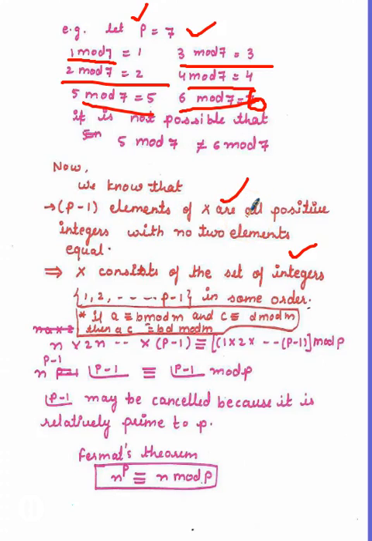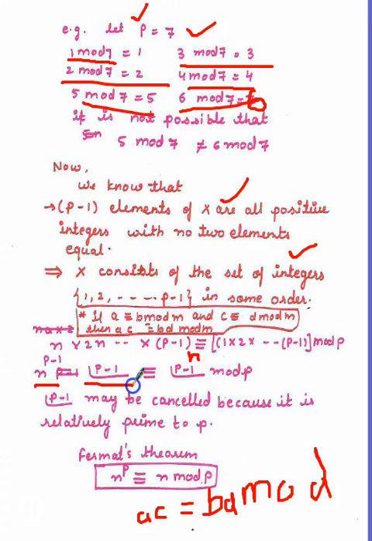We know with the property of modular arithmetic that if A is congruent to B mod m and C is congruent to D mod m, then AC will be congruent to BD mod m. So by applying this property to the elements of the set, n, 2n up to (p minus 1)n will be congruent to 1, 2 up to p minus 1 mod p. So if we multiply n, p minus 1 times, it comes out to be n raised to the power p minus 1, and 1 into 2 up to p minus 1 is factorial p minus 1.